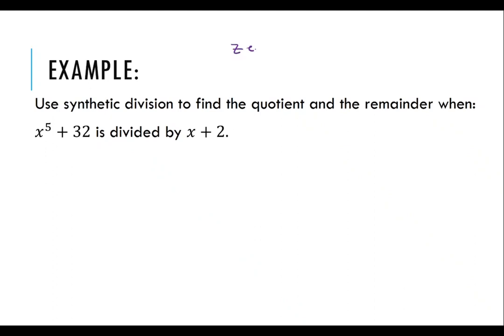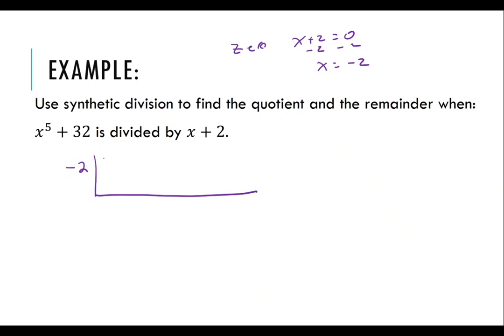First, we need to find our 0 of the divisor. The 0 of x plus 2: x plus 2 is equal to 0, subtract 2 from both sides, x is equal to negative 2. So then I've got negative 2, and then I can deal with my coefficients. Notice that I have x to the 5th. I'm missing 4th, 3rd, 2nd, and 1st because this is the 0 degree, so I've got to have a bunch of placeholders. So let's double check ourselves.